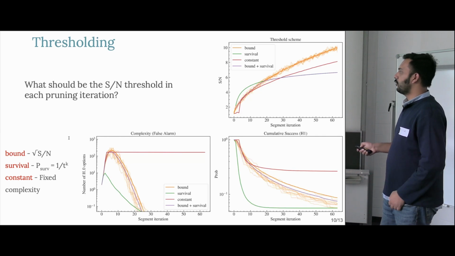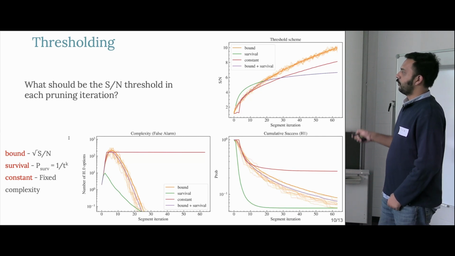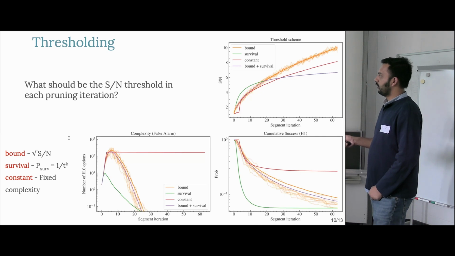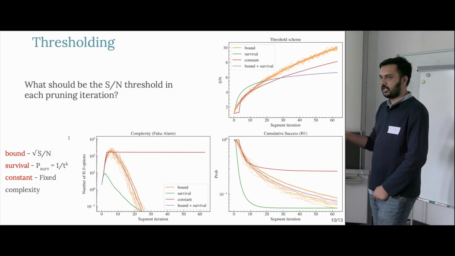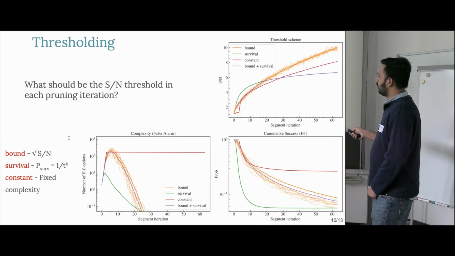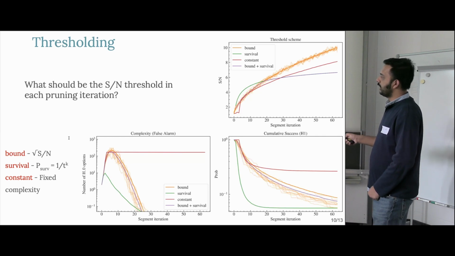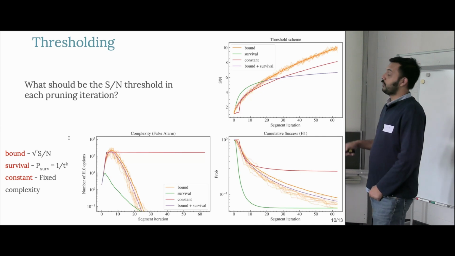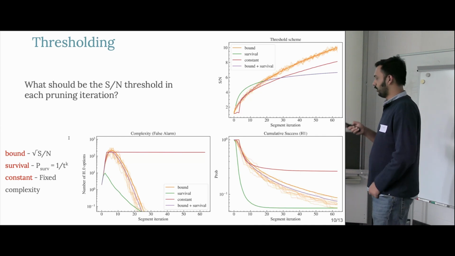We can then say, okay, let's fix the complexity. We choose the thresholds in such a way that we fix the complexity at each stage, and we do get a higher success probability, but then we have to deal with this huge volume of complexity, which we do not want. So what should be the ideal solution?